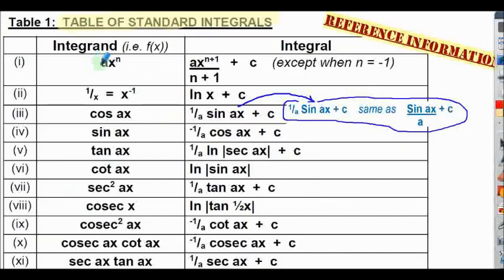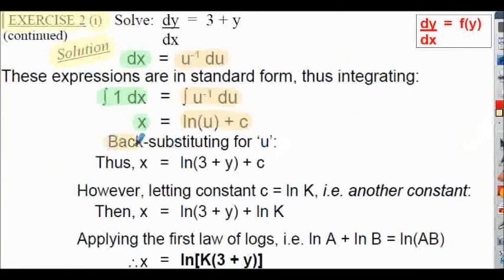The left hand expression is in the form ax to the n. It integrates to ax to the n plus 1 over n plus 1 plus c. And the right hand side is of the form 1 upon x, or x to the negative 1, that integrates to ln x plus c. Of course we only need to add 1 c onto one side of the equation. And then we back substitute for u. u was 3 plus y, so we have now ln 3 plus y plus c on the right hand side is equal to x on the left hand side.